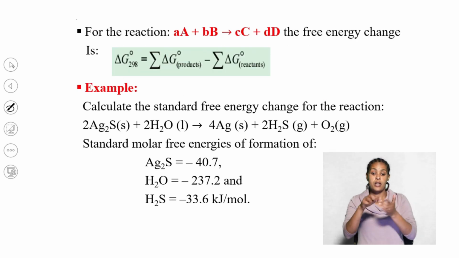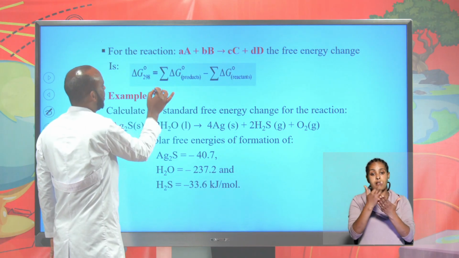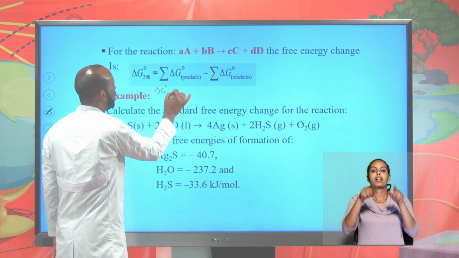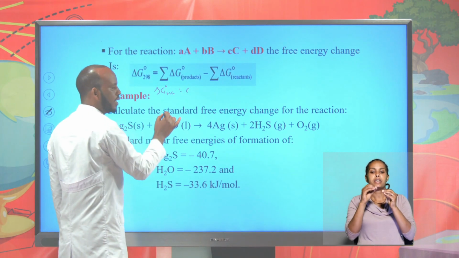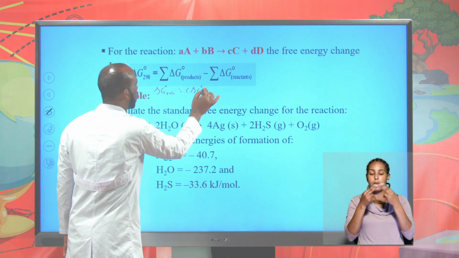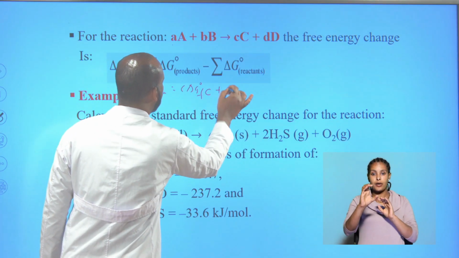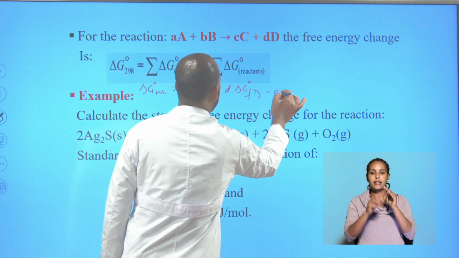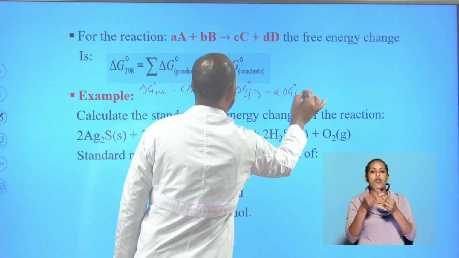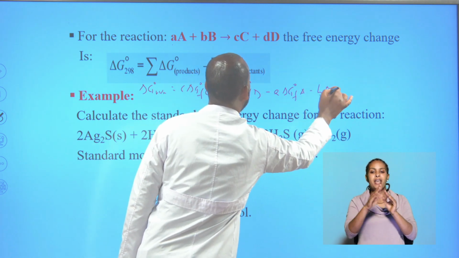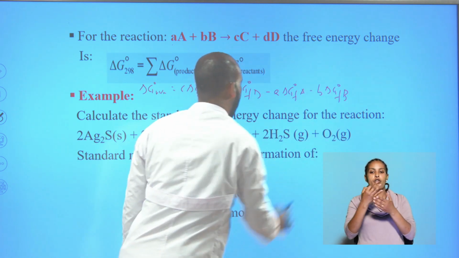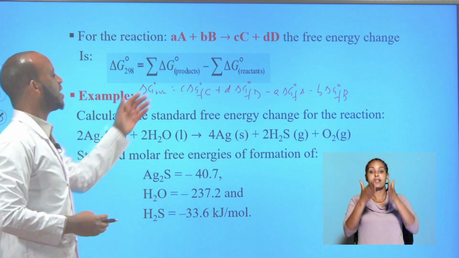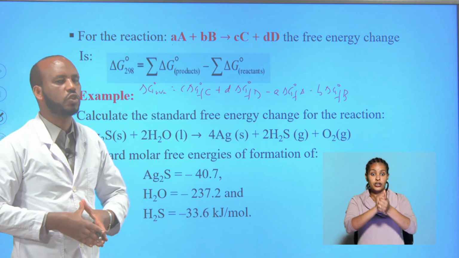For the reaction aA plus bB to form cC plus dD, the standard Gibbs free energy change for this reaction, delta G naught of the reaction, equals c times delta G naught of formation of C plus d times delta G naught of formation of D minus a times delta G naught of formation of A minus b times delta G naught of formation of B. Note that the standard Gibbs free energy change of formation for an element is 0.